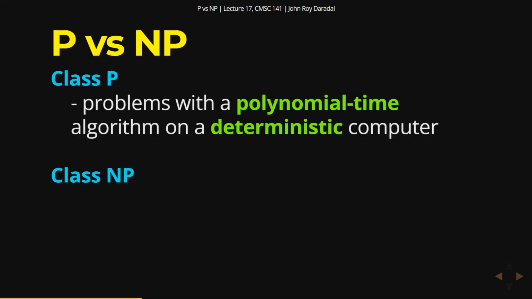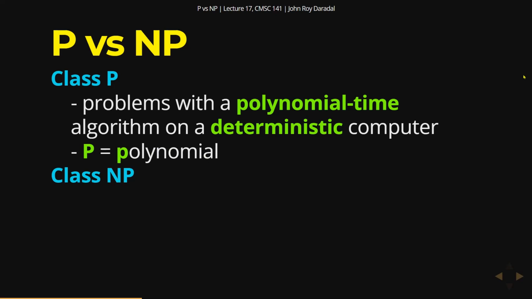For the class P, this is the set of problems with a polynomial time algorithm on a deterministic computer. So these were the problems earlier that we mentioned, like sorting, searching, the minimum edit distance, minimum spanning trees, and so on, shortest paths. Okay, so these problems have polynomial time algorithms that can be solved on a deterministic computer, or our current computers right now. Okay, so the P here stands for polynomial time.